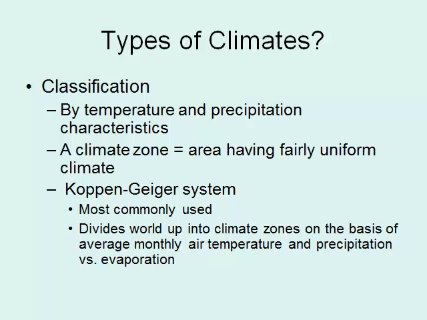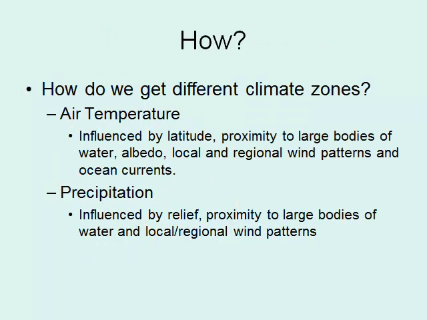And the most commonly used system is the Köppen-Geiger system, and it divides the world up into climate zones on the basis of the average monthly air temperature and then the precipitation versus evaporation values. So how do we get these different climate zones? It's based on air temp and then precipitation. In the next video we're going to get into the details of how we divide into these different zones.